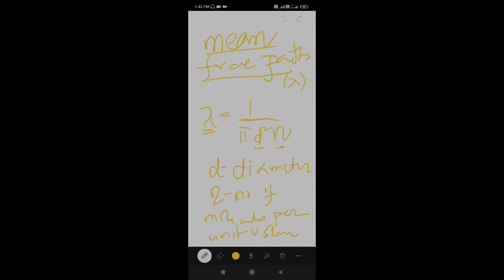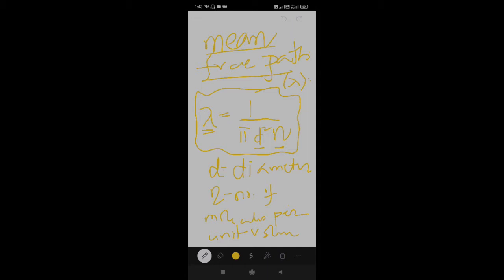Actually, whenever you go from one gas to another gas, the diameter of the molecules automatically changes. So whenever you shift from one gas to another, the mean free path also changes. It is a characteristic property of a particular gas. This is the expression for the mean free path. As the size increases, the mean free path length decreases.